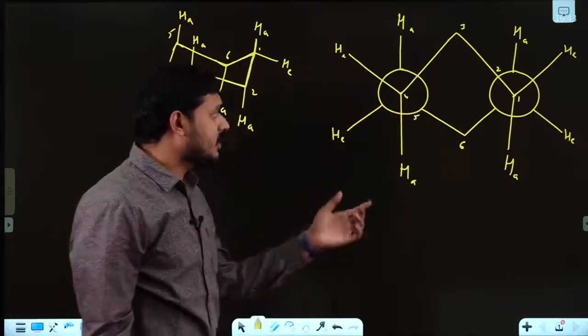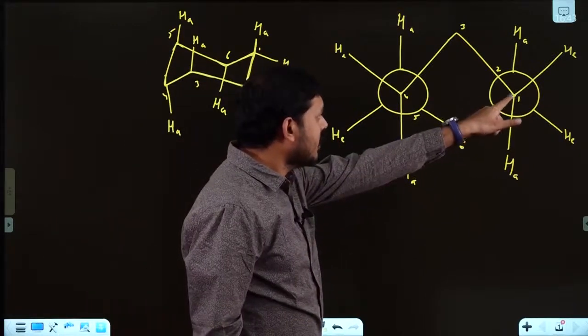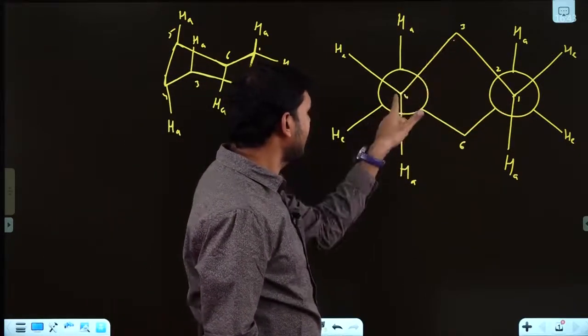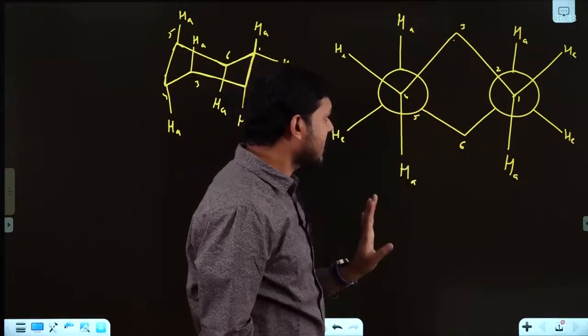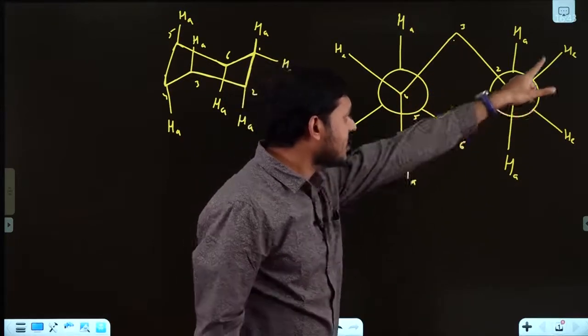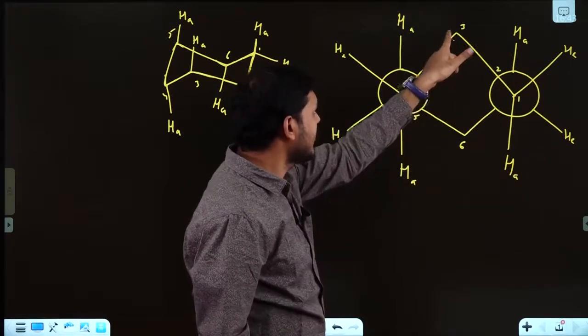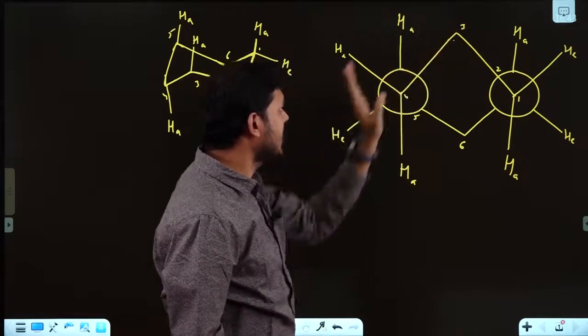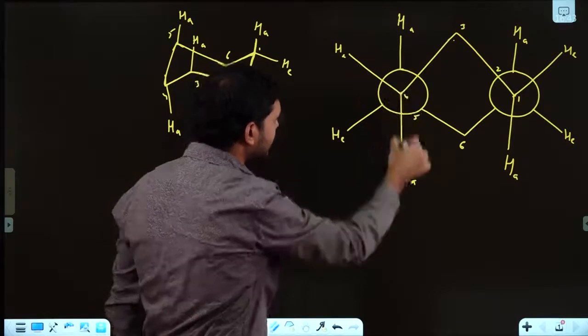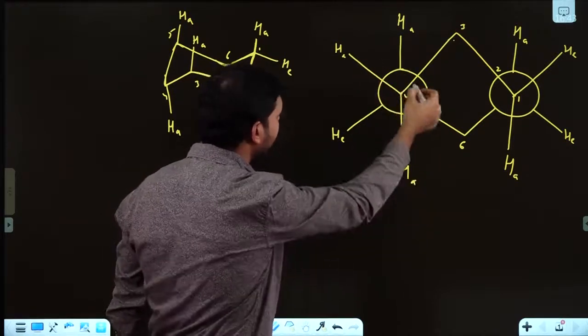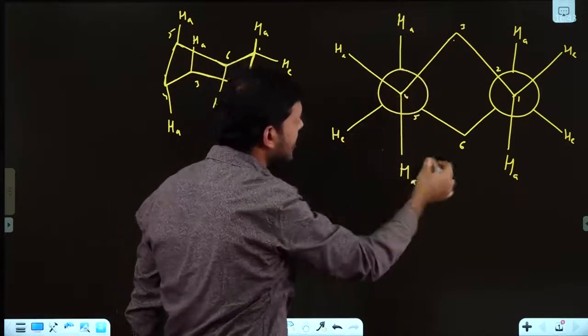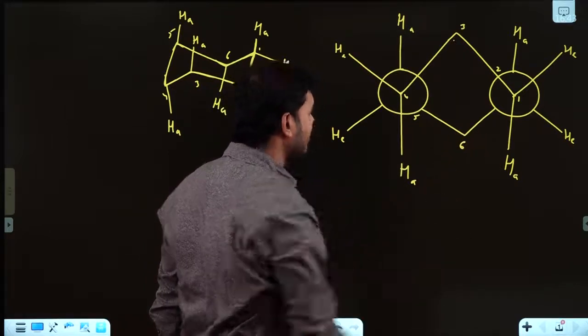So you can simply observe it as carbon number 1, 2, 3, 4, 5, 6. So it has 6 carbons. This carbon has 2 hydrogen atoms. The back carbon again has 2 hydrogen atoms. The third has 2 hydrogen atoms. I have not represented it here. The fourth has 2 hydrogen atoms, one axial, one equatorial. The fifth has axial, equatorial. The sixth again has axial and equatorial.